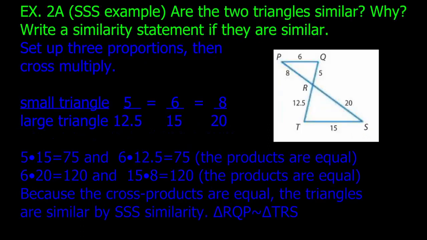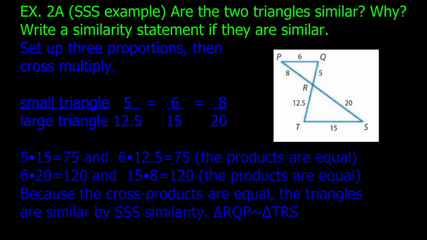All right, these are the SSS examples. So we are looking for three sets of proportional sides. If the sides are all proportional, that means the triangle either grew or shrunk at the same rate for all three sets of sides. The shape is the same, but the size is different. So you set up three proportions and then cross multiply.